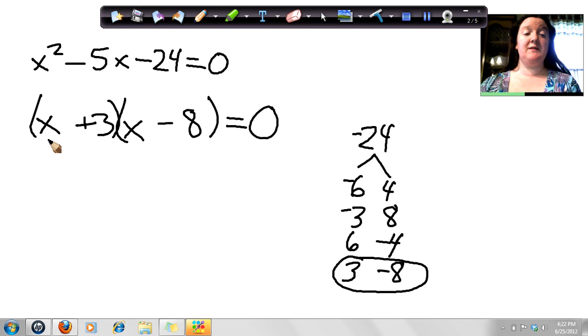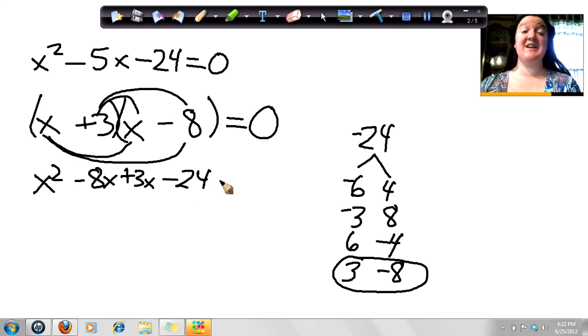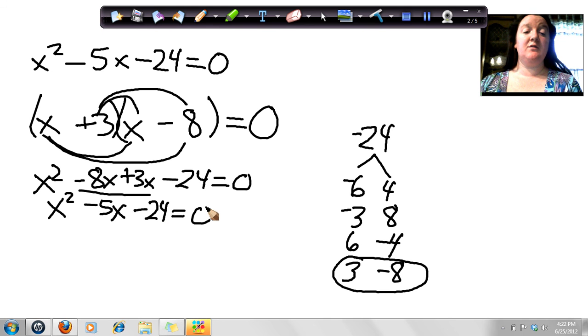So now I'm going to multiply these parts together. We're going to get x squared. We multiply that together, we get a negative 8x. If I multiply that together, I get plus 3x. And if I multiply that part together, I get a negative 24. This is just to check that I actually did it right when I picked my set of factors to multiply together. It does turn out that a negative 8x plus 3x will give me a negative 5x. I'm bringing down the x squared, and I'm bringing down the negative 24. So I know that I factored it correctly because I got back what I started with.